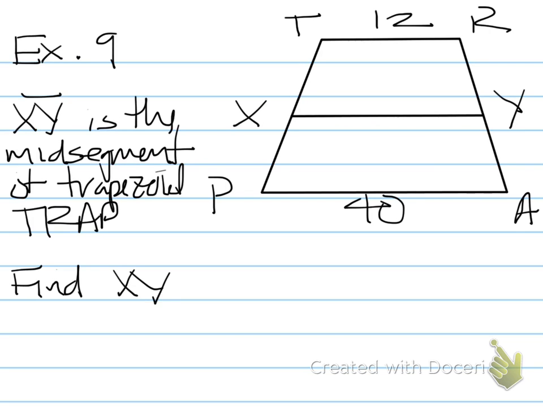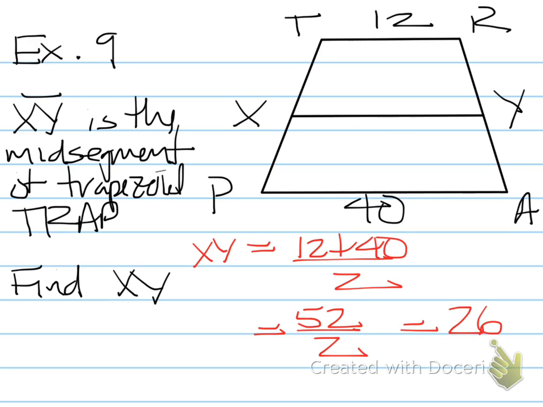For this trapezoid, we have the measure of both bases. To calculate the mid-segment, we're going to add the bases and divide by 2. So the mid-segment is going to be 26.